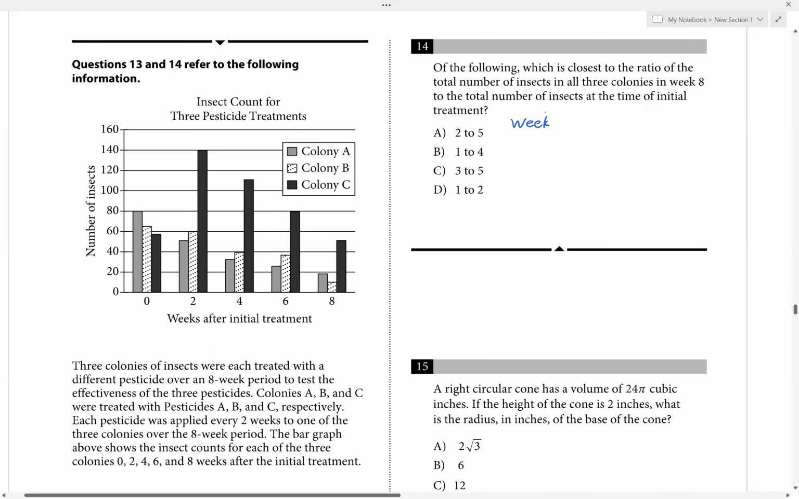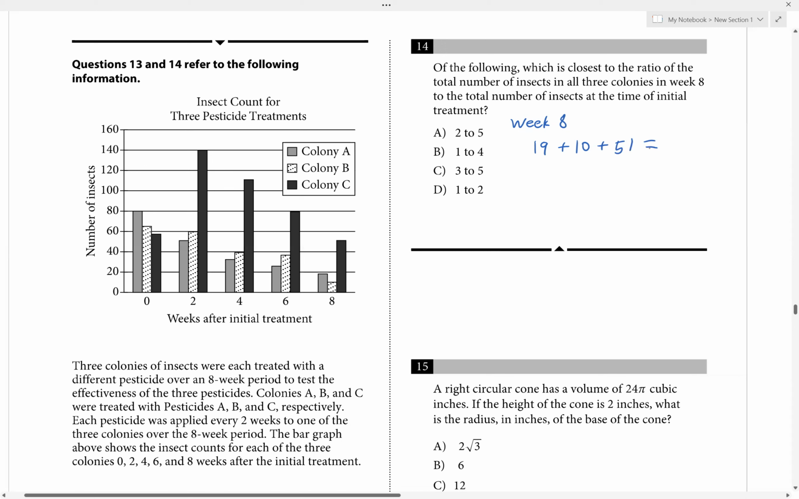Okay, and then it's all three colonies. So I have to add up all three colonies to find a total, right? So week 8, the first one, colony A, is a little bit less than 20. I'll just call it 19 maybe. We're looking at a little bit less than 20, so it'll be 19. And for colony B, it seems like it's halfway between 0 and 20, so that should be about 10. Then we'll just try our best to eyeball this, right? This is like halfway between 40 and 60, maybe a little bit higher. I'll just say it's 51 then.